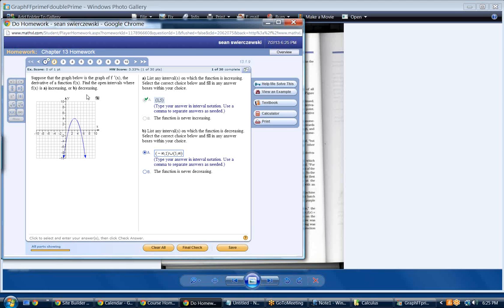All right, am I reading this wrong, which is why I kept making those other mistakes? I want to know where it's decreasing. When we type that in, it says use a comma to separate answers. Is it possible we need to use a comma in place of this U? Yeah, it could be.